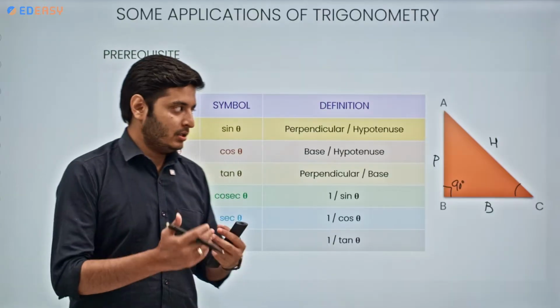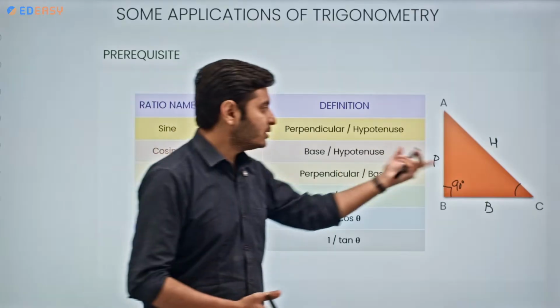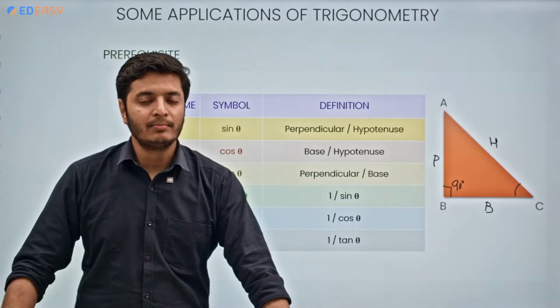These 6 are somehow related to the sides, not the actual length but the ratio.